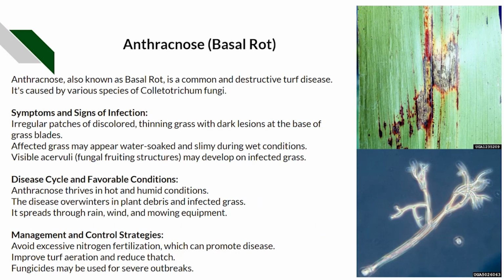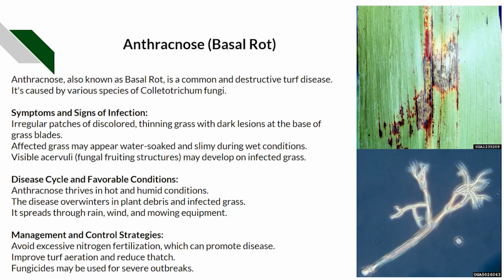Anthracnose, also known as basal rot, is a common and destructive turf disease. It's caused by various species of fungi. The symptoms and infections are irregular patches of discolored, thinning grass with dark lesions at the base of the grass blades. Affected grass may appear water-soaked and slimy during wet conditions. There might be visible areas of the fungi's fruiting structures on the infected grass.